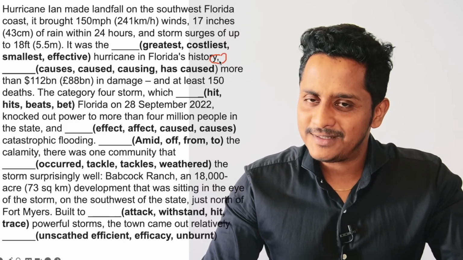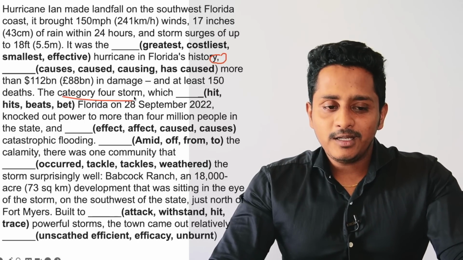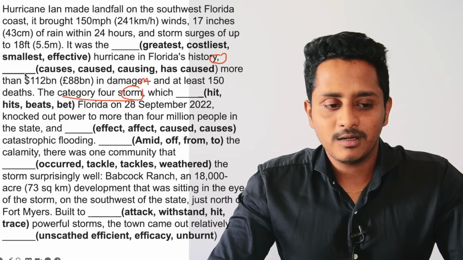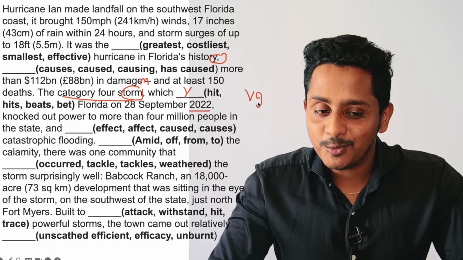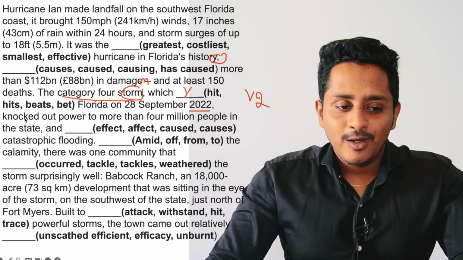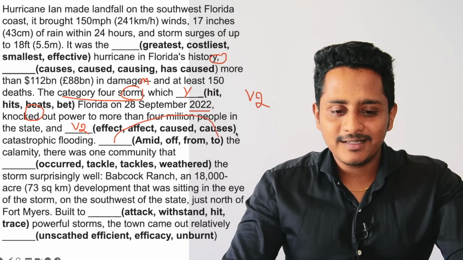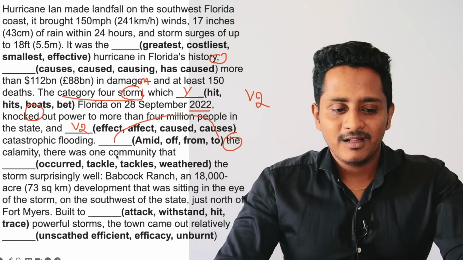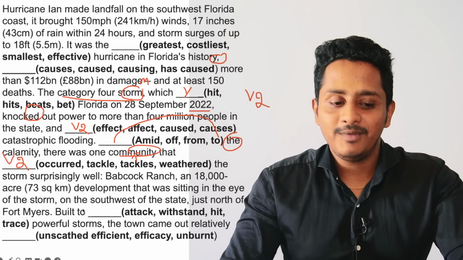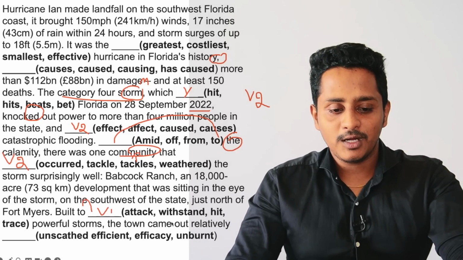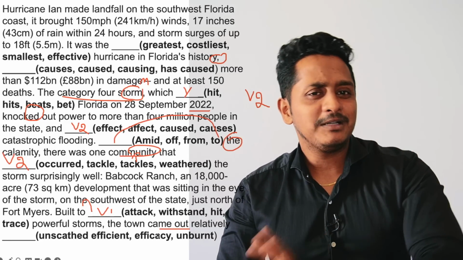Here it's an end of a sentence. No, it's a continuation of a sentence, so you know what has to come. The category forestorm. Forestorm is a noun. Here verb has to come. September 2022, so verb 2 has to come. Knocked out. So here also verb 2 has to come. I'm just giving you dash. The is a collocation. There was one community. Community is a noun. Verb 2 has to come. Built to after 2. Verb 1 has to come. Came out relatively. You decide on the context. I've given whatever the clues I can.